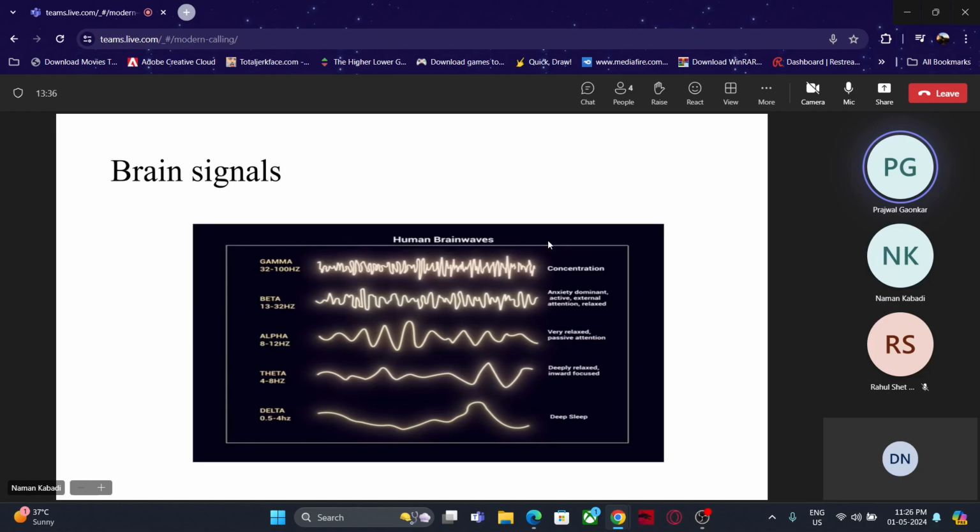Different brain signals have different effects on our human brain. If delta waves are coming more, then the person is in a deep sleep mode, and if gamma is more, then the person is in a highly concentrated mode, concentrating on something while working. And if beta is more, his anxiety is high, or his external attention is high.